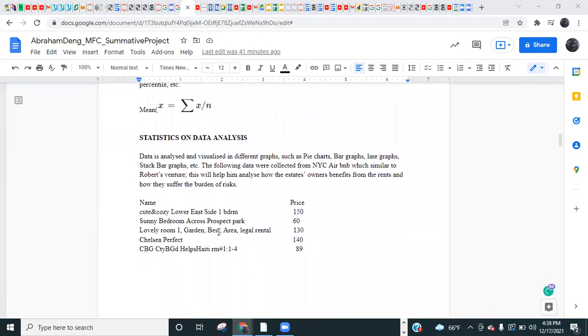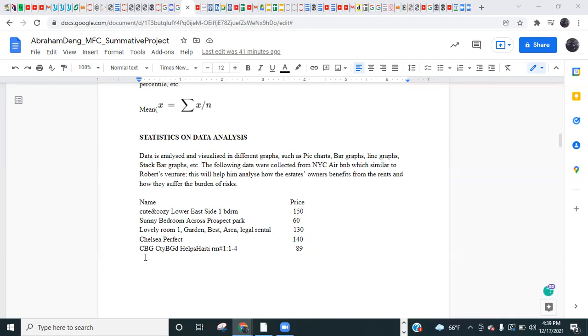So we are now looking at the application of statistics in data analysis. How can we use statistics when data is given? In this way, we are going to look at very many ways in which data can be visualized and interpreted using graphs. We have different types of graphs: pie charts, bar graphs, line graphs, and star graphs.